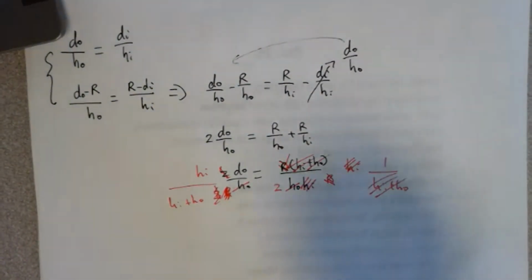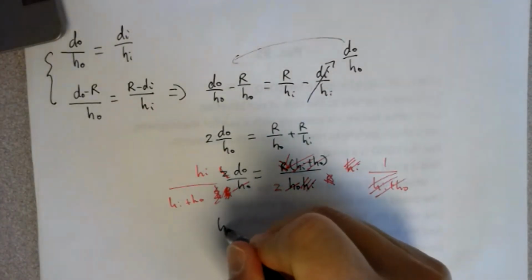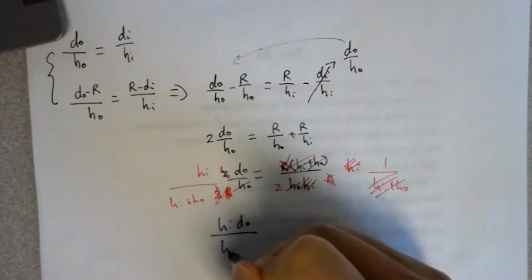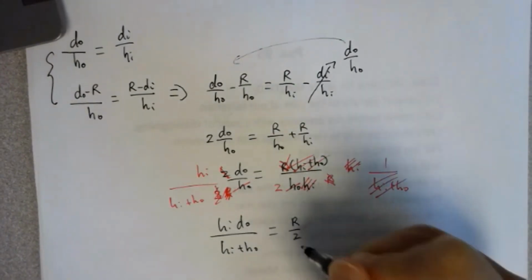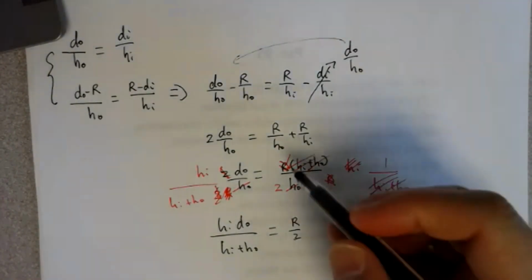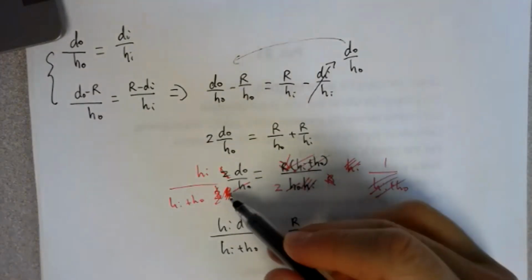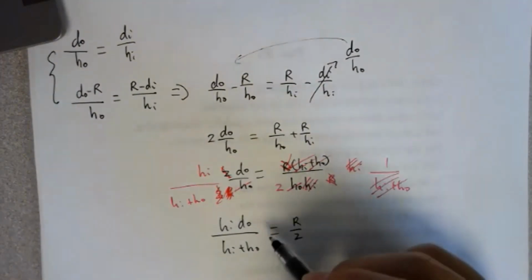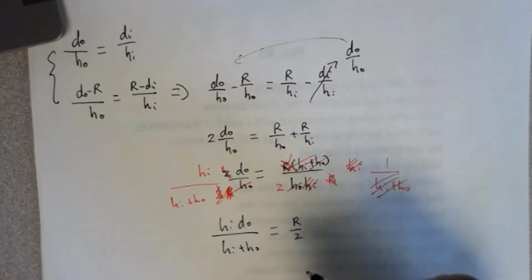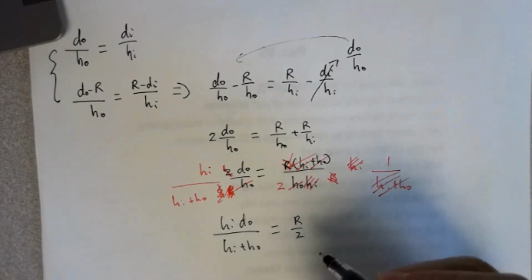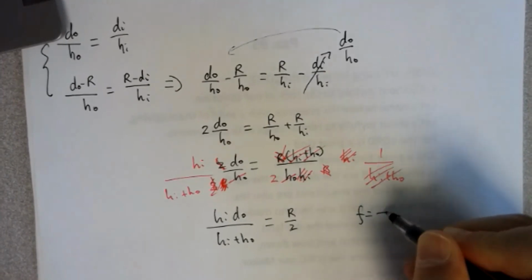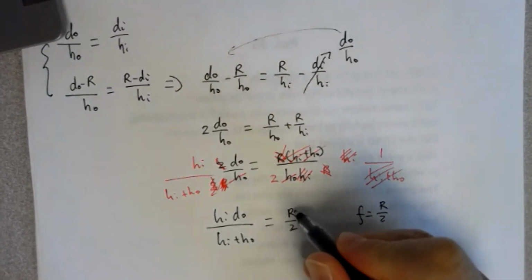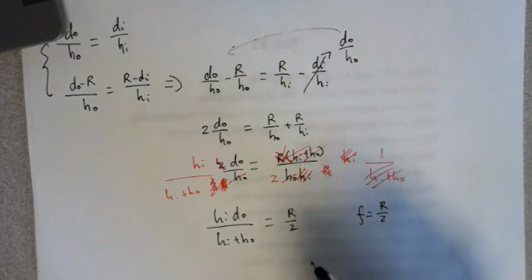So now let's take a look here. So we'll have then HI DO over HI plus HO equals just R divided by 2. Okay. We should have R there, so this R would go away. So R divided by 2. All right. So for the focal length, we know that's equal to 1/2 of R. Okay. So this guy on this side then is 1 over F.